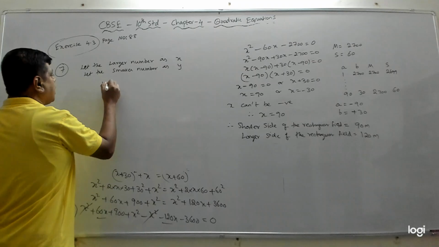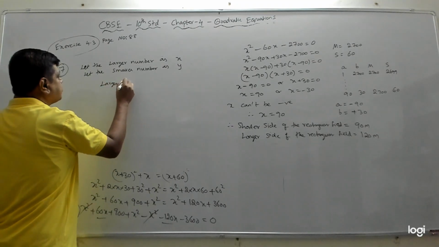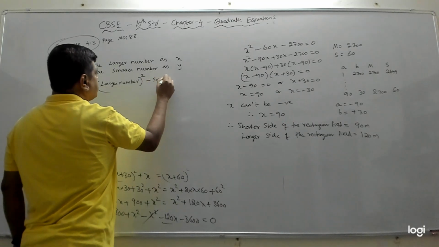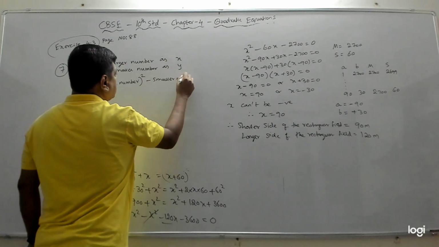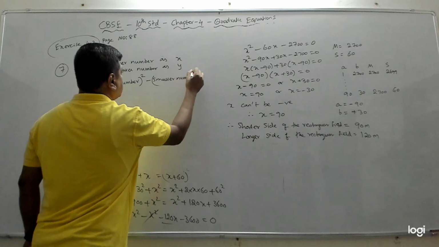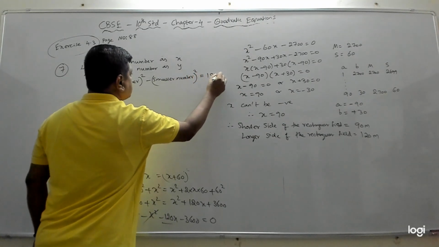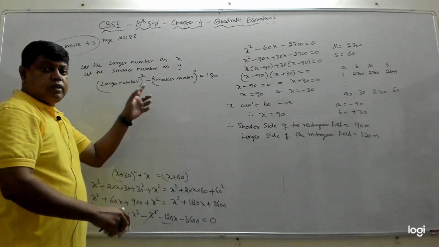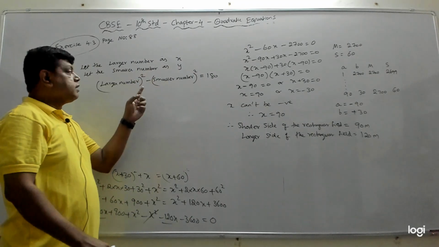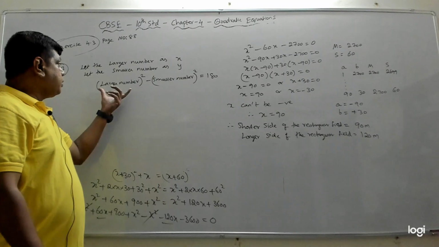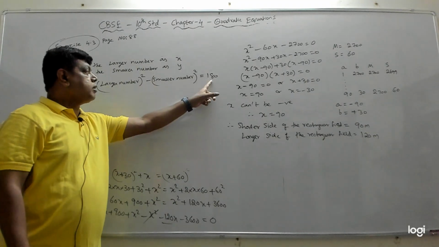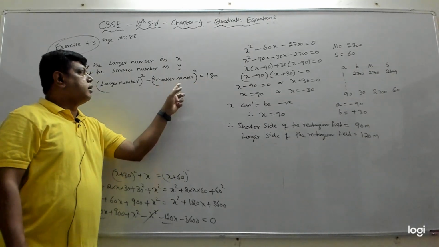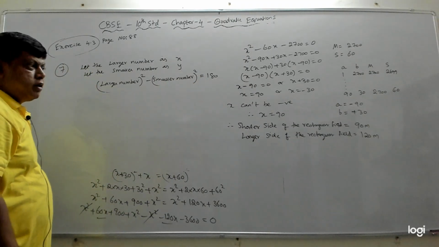So what is given is larger number square minus smaller number square equal to 180. This is called the difference of their squares. When they say difference of the squares, you have to square them and then find the difference. Difference means minus. Obviously you will take the larger number square minus the smaller number square, because this should be positive. I mean, this should be bigger than this. Only then you will get the difference as positive. So this is one statement.